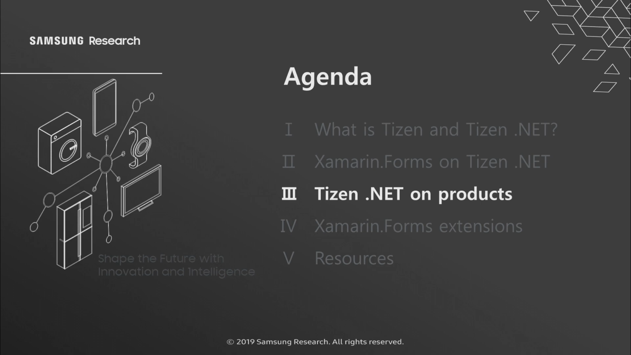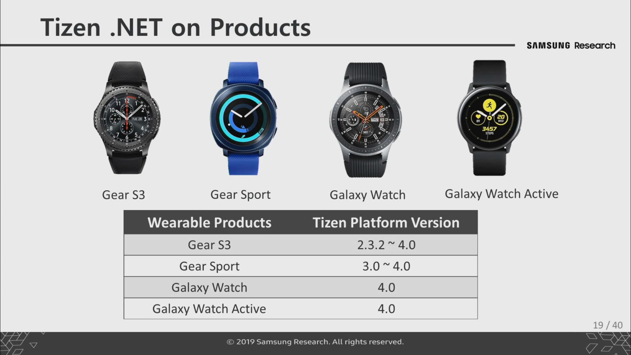So there was a lot of information about Tizen.NET. Maybe it's pretty new to you. So before you get too bored, now let's take a look at the real-world products on the market that support Tizen.NET. So for the wearable, in the middle, we have the Galaxy Watch. That was released last year, and that was the first wearable watch on the market that supports Tizen.NET. That uses Tizen 4.0. And on the right, we have the Galaxy Watch Active that also uses Tizen 4.0 and was released this year.